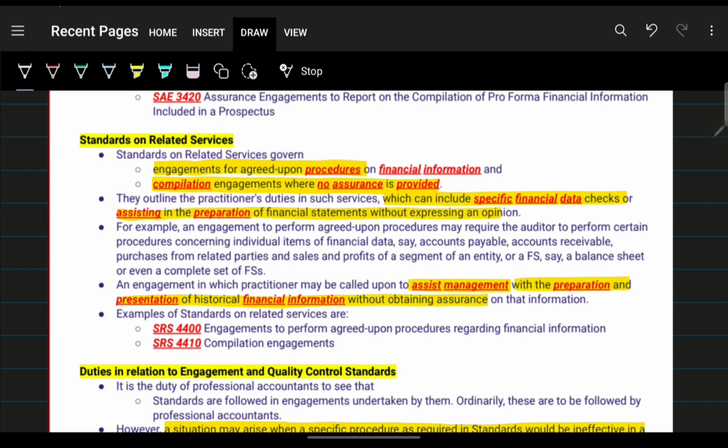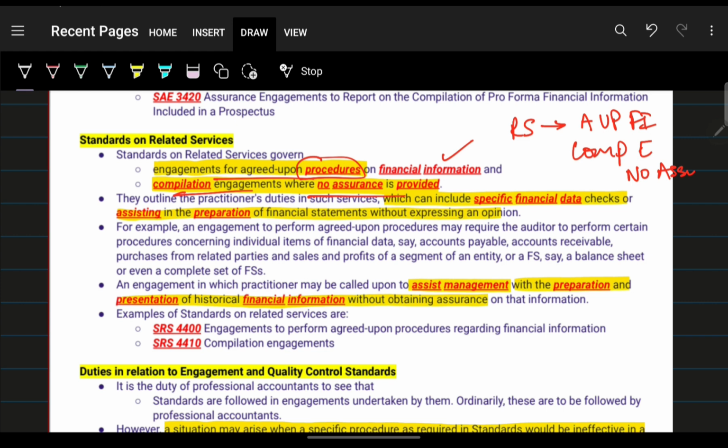In SRS, engagements are for agreed upon procedures, whatever is agreed on the financial information, or compilation engagements where no assurance is provided. Basically there's no assurance provided, just an agreed upon procedure. So what does related service mean? It can either mean agreed upon procedures on the financial information or compilation engagements where no assurance is given.